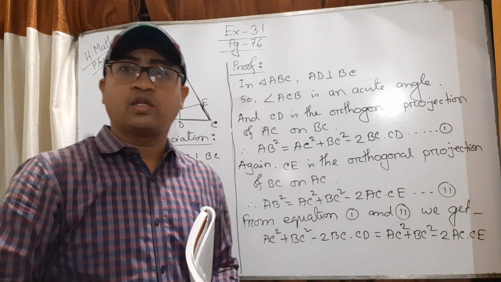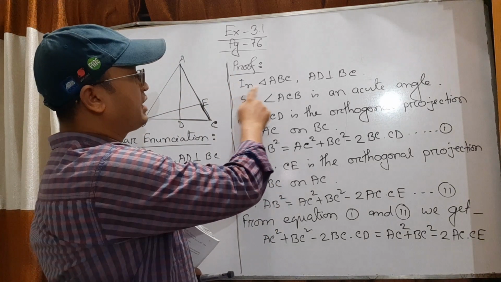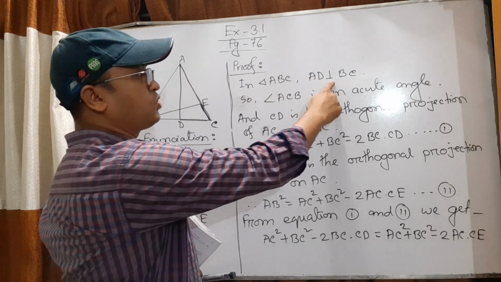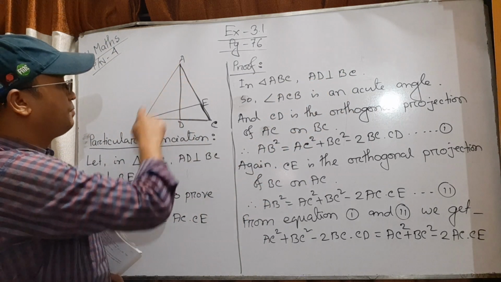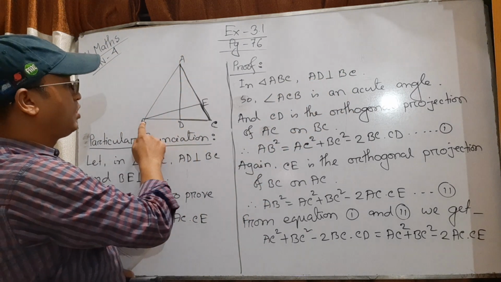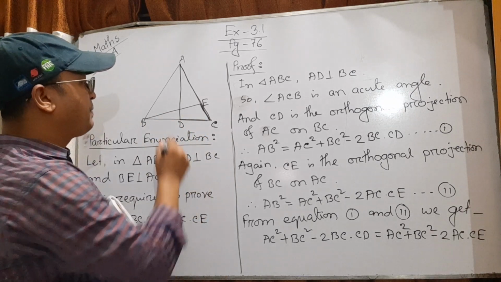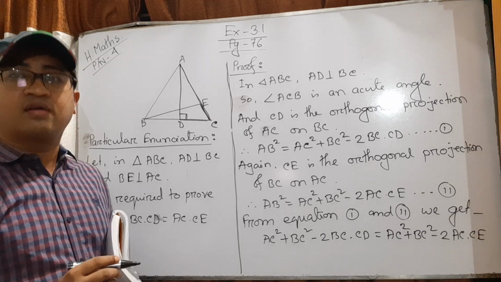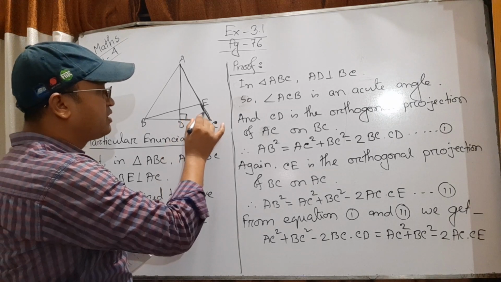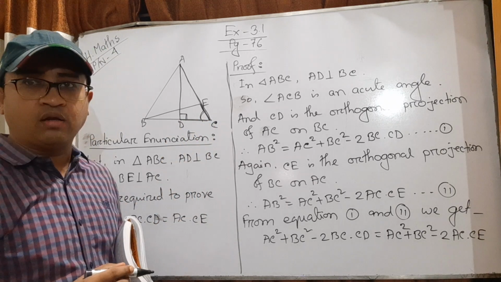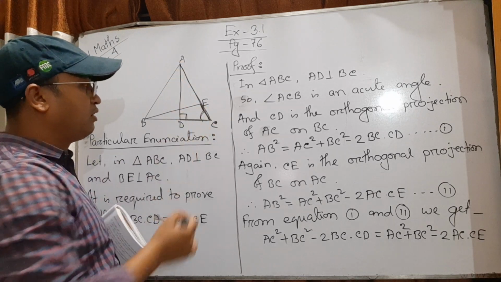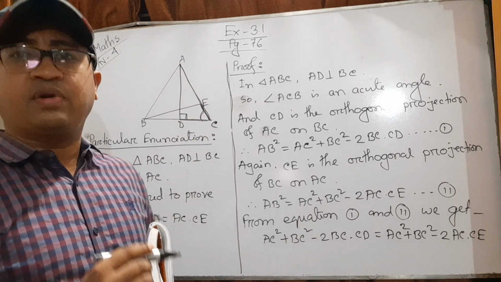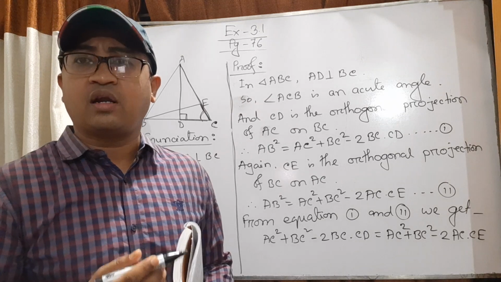So now look at the proof. In triangle ABC, AD is perpendicular to BC. If AD is perpendicular to BC, what will this angle be? This angle is a right angle. So what will this other angle be? It must be an acute angle. In a right angle triangle, except the right angle, the other angles are acute angles.